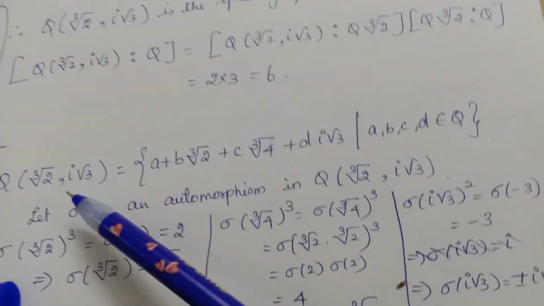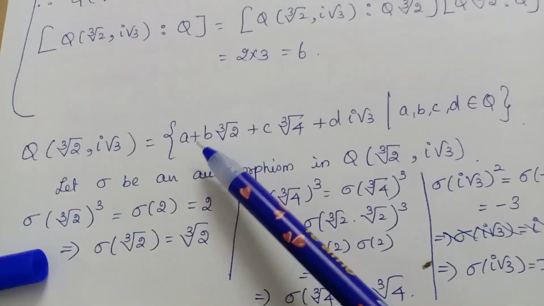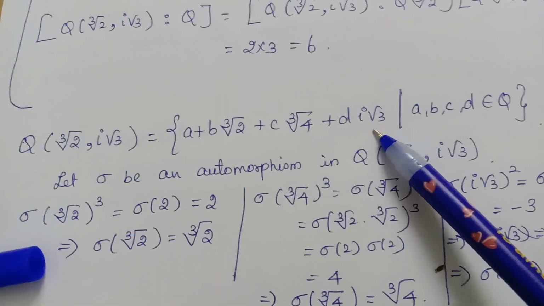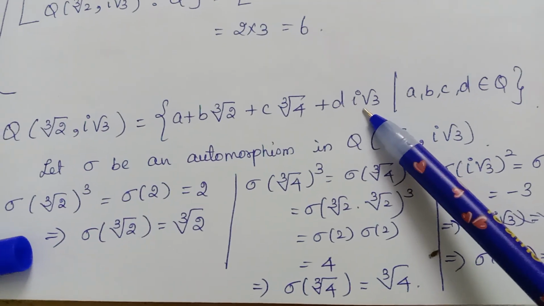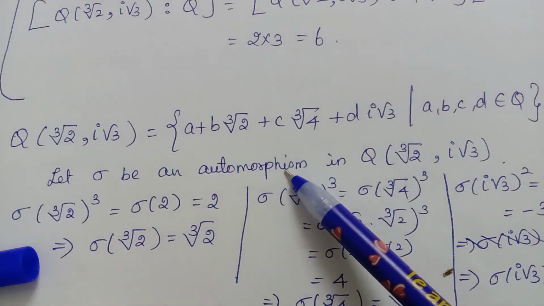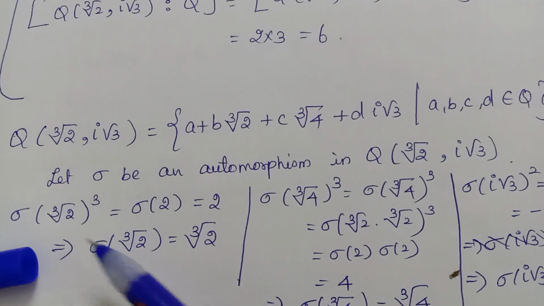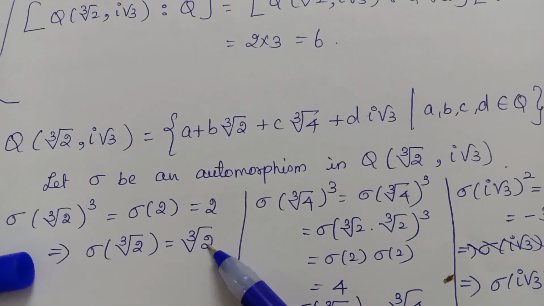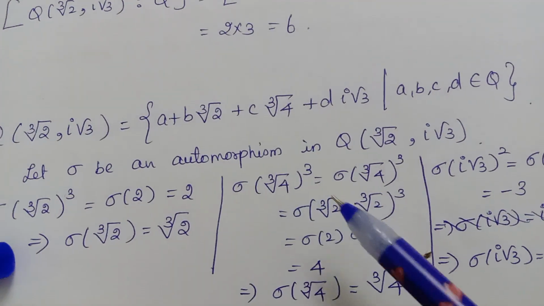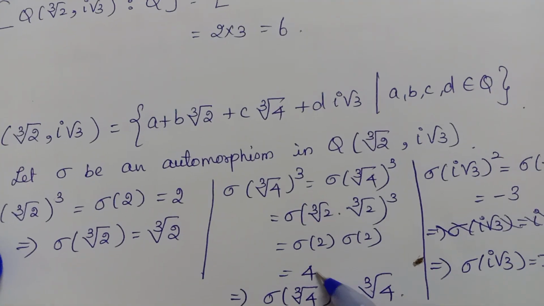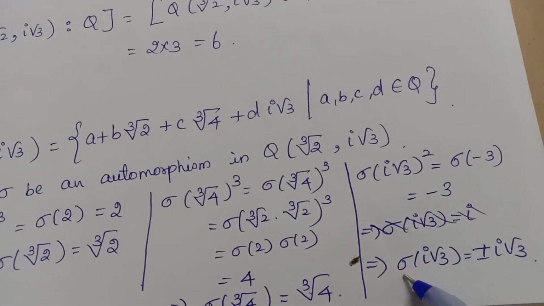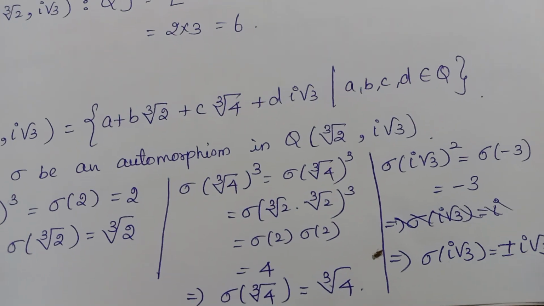This is the splitting field, and all its elements take the form a plus b cubic root of 2 plus c cubic root of 4 plus d i root 3. Next, we have to see how the automorphism behaves on this field. Let sigma be an automorphism, then sigma of cubic root of 2 equals cubic root of 2, so this element is left fixed. Similarly, sigma of cubic root of 4 equals cubic root of 4, so this is also left fixed. Next, what about i root 3? Sigma of i root 3 is equal to plus or minus i root 3.